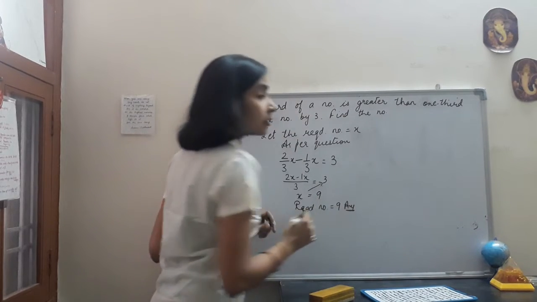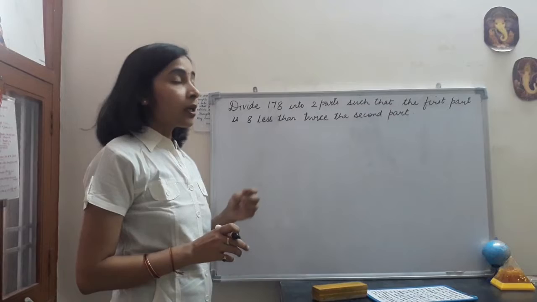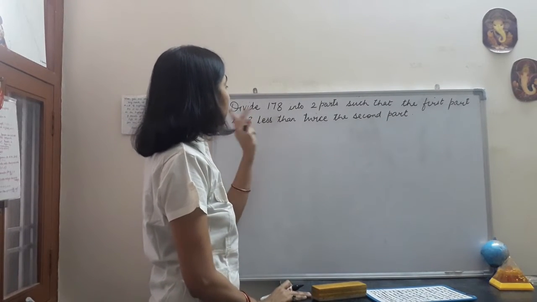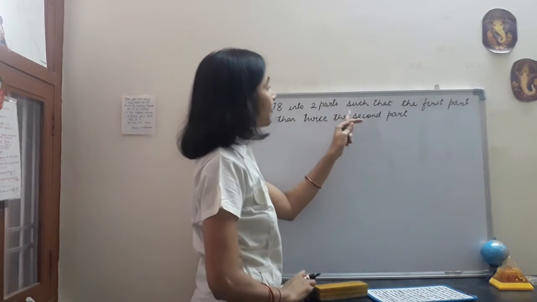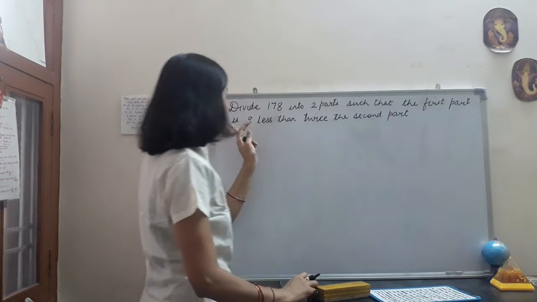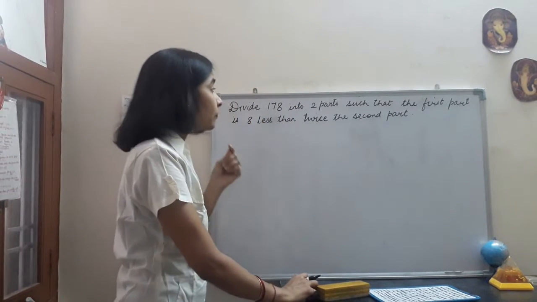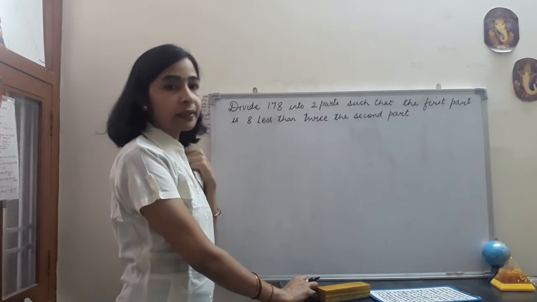Now let's see the next question. Yes, now this is a bit complicated one. We are supposed to divide 178 into two parts such that the first part is 8 less than twice the second part. So now we are supposed to divide 178 into two parts.